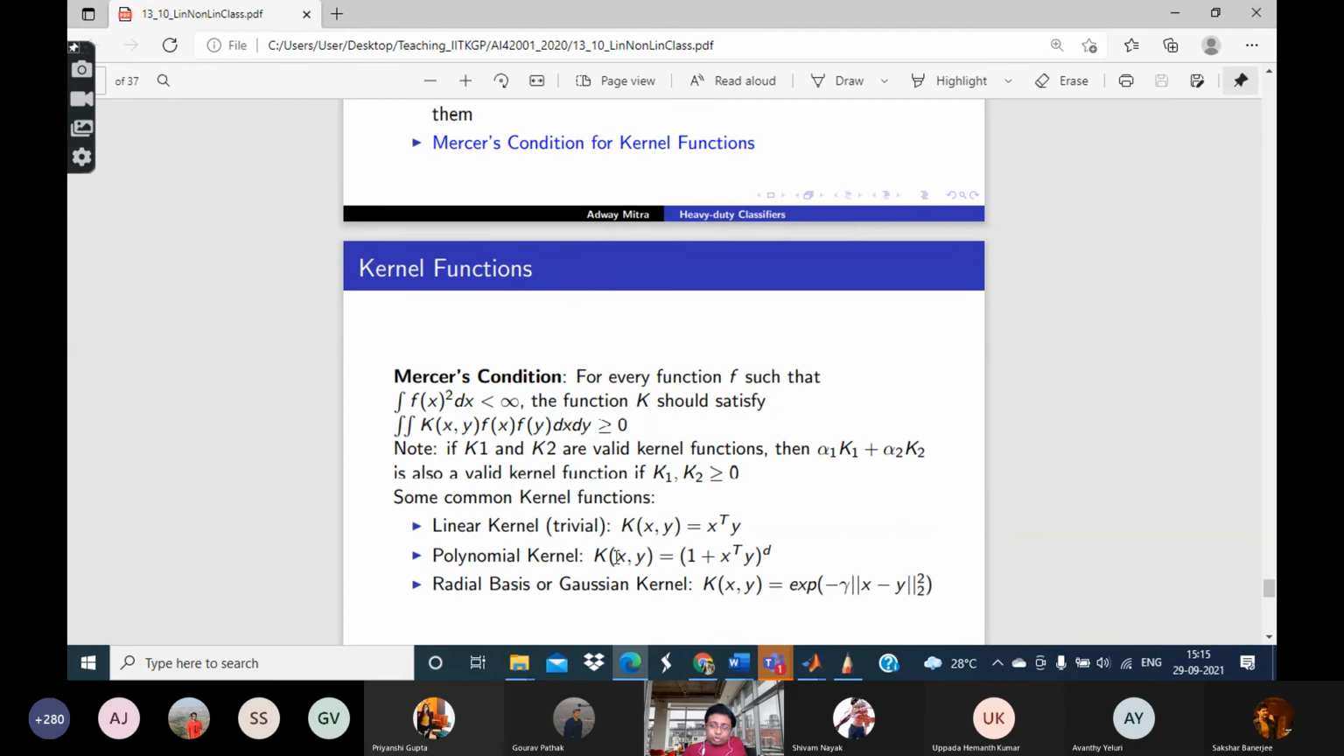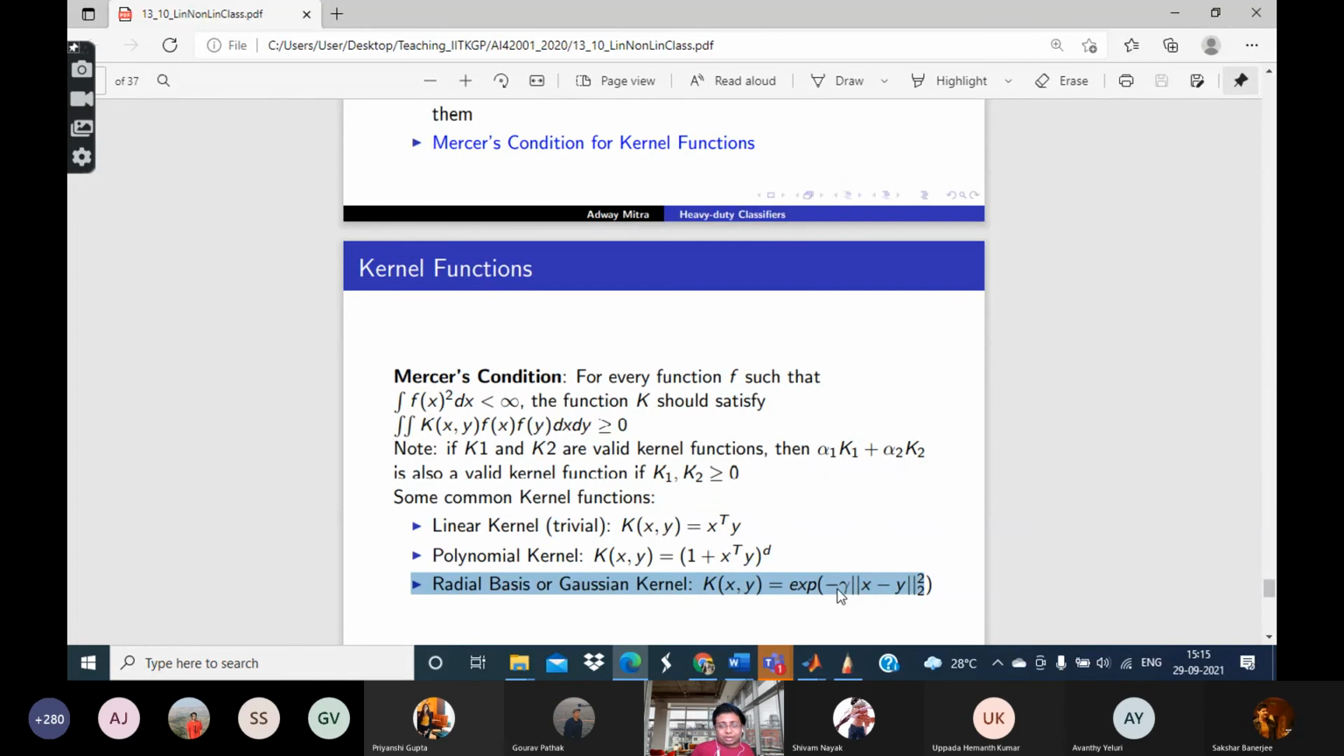So basically I do not know what is the phi in this case. Maybe some of you can try to find out. So here basically there exists such a phi such that this expression is equal to phi of x transpose phi of y.